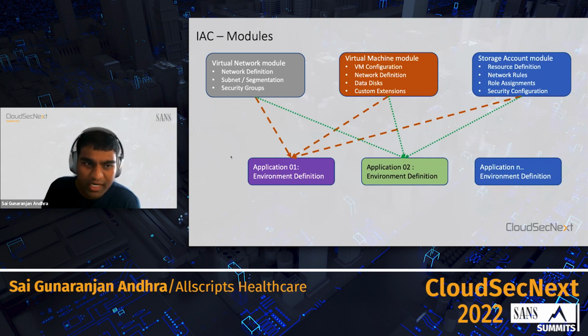So these modules not only contain code, they also contain predefined values, as I was saying, and they cannot be overridden by the downstream consumer. So if application A is trying to consume a storage account module, they can't change the predefined values. And you can see in this slide, we have multiple modules such as virtual networks, virtual machines, and storage accounts, and all of them are cross-referenced across applications and environments and so on.